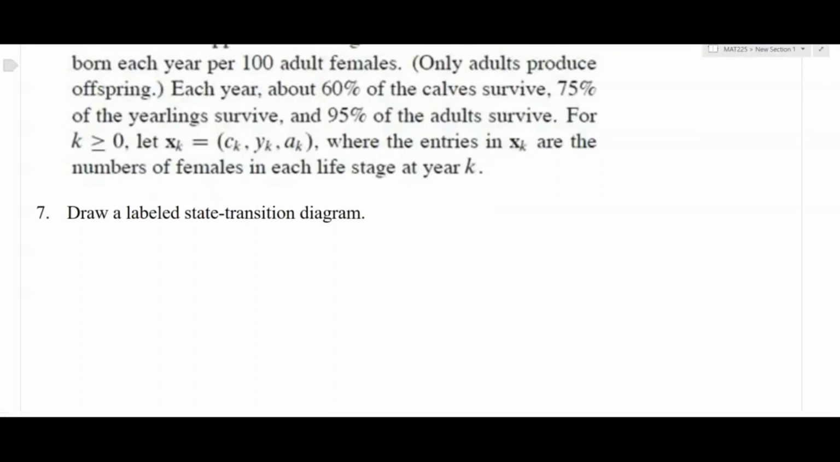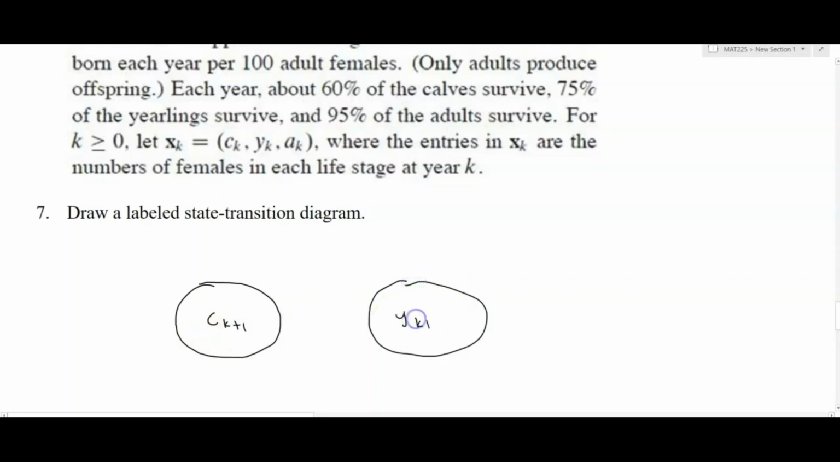As usual, we're going to set up our states, which in this case we have 3 of them. So we'll have the calves at time k plus 1, the yearlings at time k plus 1, and the adults at time k plus 1. And so we know that each year about 60% of calves survive and they become yearlings. 75% of the yearlings survive, so they're going to become adults. Oh, and 60% of the calves at time k will become yearlings at time k plus 1. 75% of the yearlings at time k will become adults at time k plus 1.